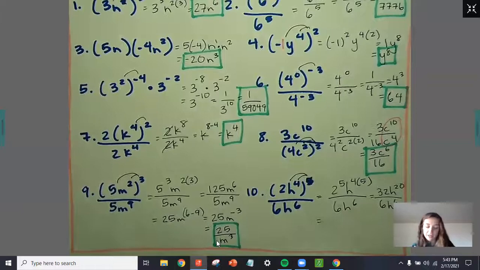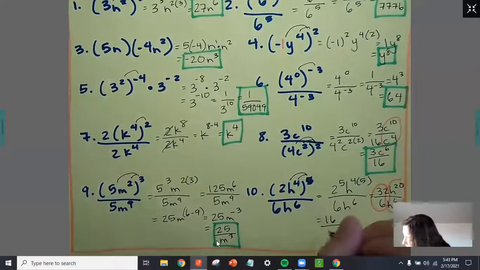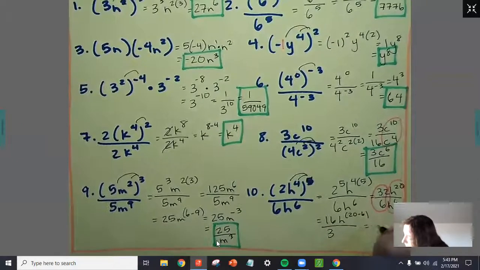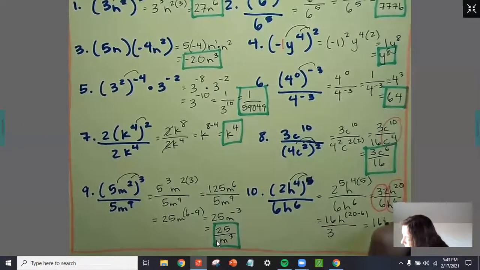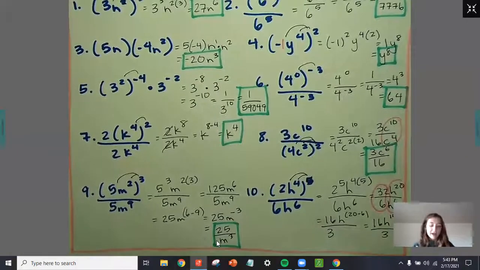32 over 6 actually can reduce, so we are going to reduce that. And then we also have our h to the 20 divided by h to the 6th. 32 and 6 are both divisible by 2, so 32 divided by 2 is 16. 6 divided by 2 is 3. And then we have h to the 20 minus 6. 20 minus 6 is 14, so this is 16h to the 14th, all divided by 3. And that is our final answer.